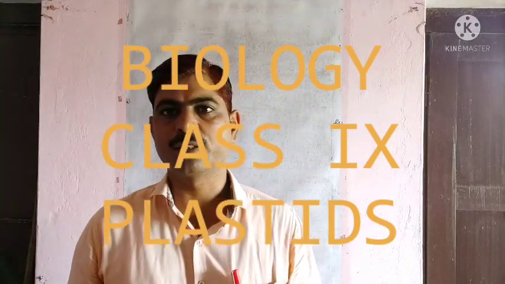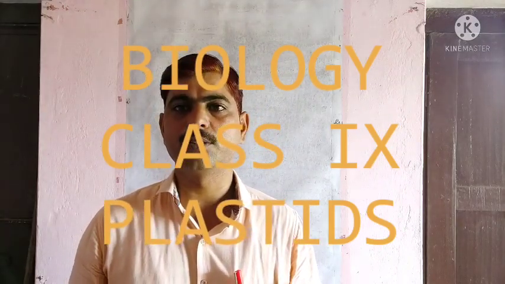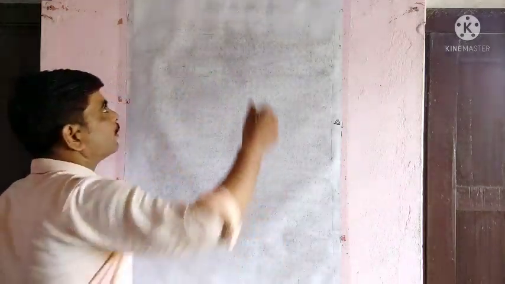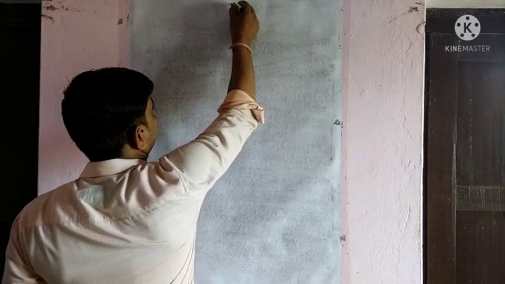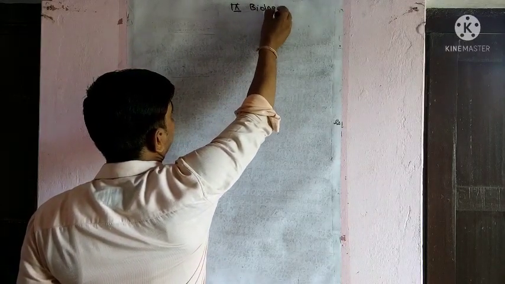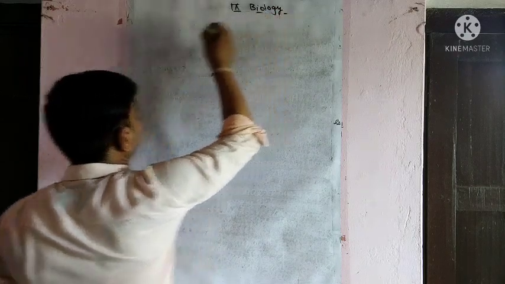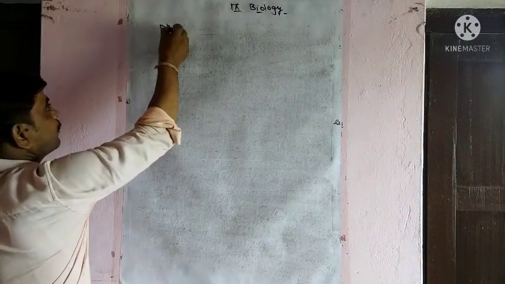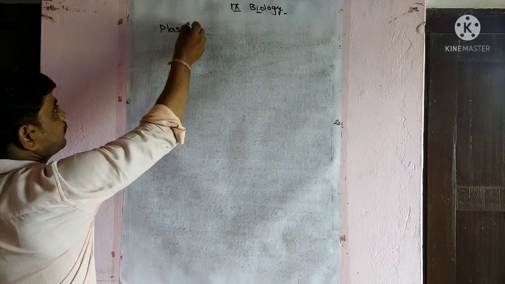As you know, the chapter going on is Cell, the Fundamental Unit of Life, and today we will try to understand a new topic in this chapter, that is the plastids. Okay, ninth biology, and the topic is plastids.